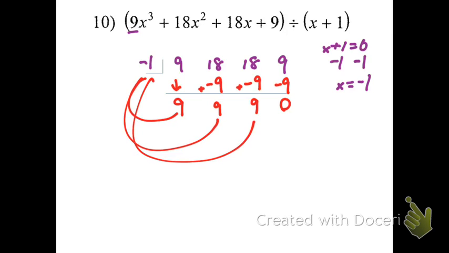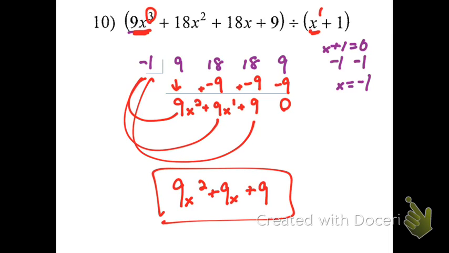Now, this is all well and good, but we have to know exactly what we did. This is the highest degree, all right? It's the 3rd degree, and I dropped it a degree by dividing it. So 1 less than 3 is 2. So I start with x squared, then I go to x to the 1st, and then I have my constant. So what is my quotient here? It's 9x squared plus 9x plus 9. And that's what we get for number 10.